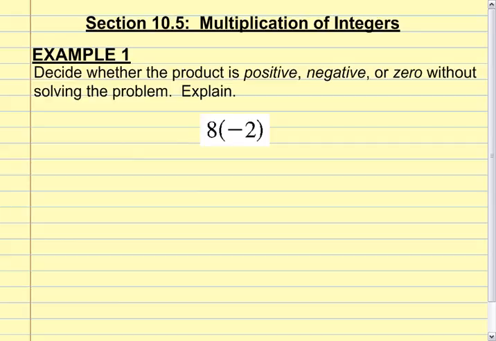Okay, hey folks, today we're going to be talking about multiplication of integers. Integers are positive and negative whole numbers. Now, that's not really right, because whole numbers are not negative. That's a type of number, and whole numbers are all the positive counting numbers and zero. Integers are all the whole numbers and their opposites.